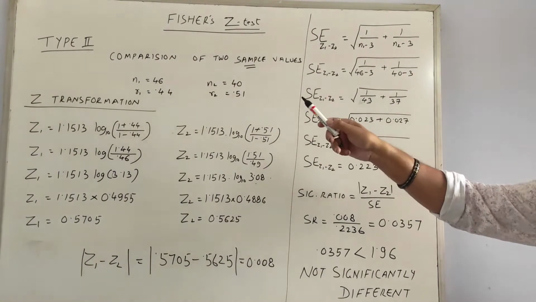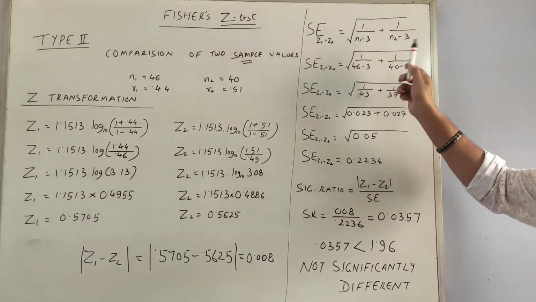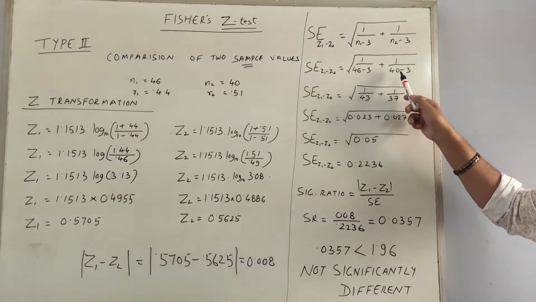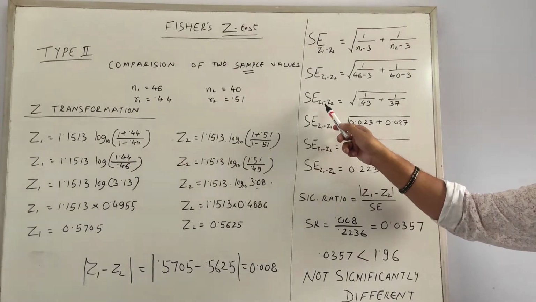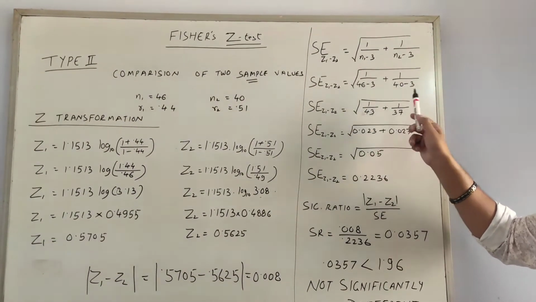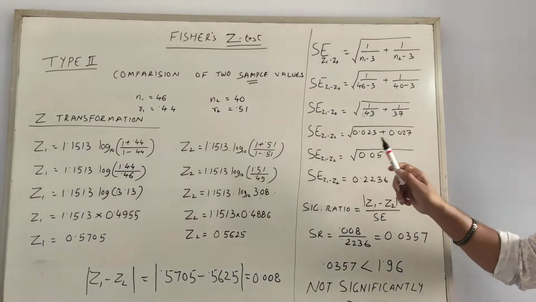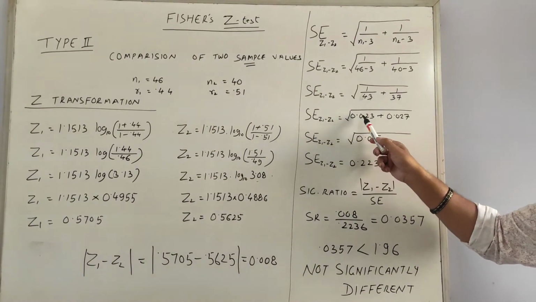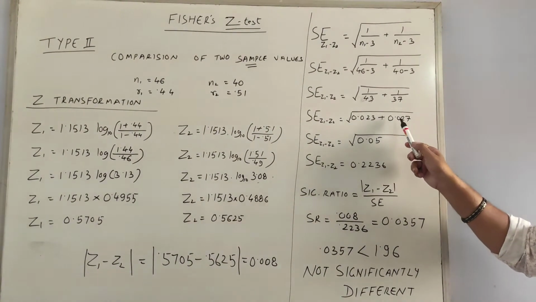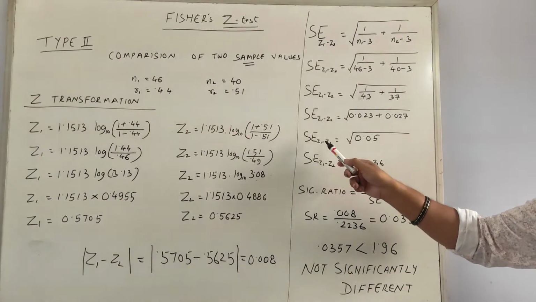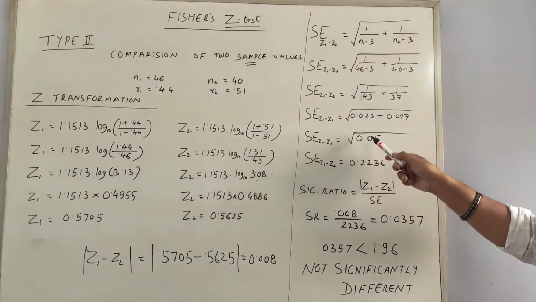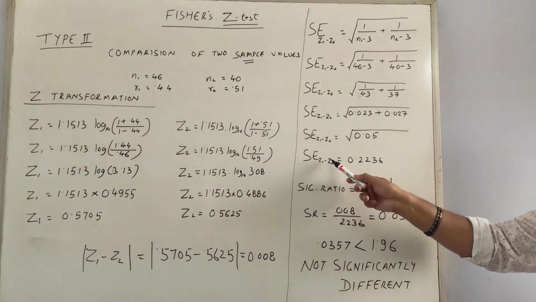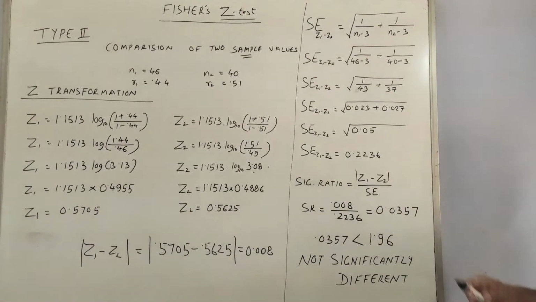Our n1 is 46. So that is coming to 1 divided by 46 minus 3 plus 1 divided by 40 minus 3. So the standard error of Z1 minus Z2 is root of 1 by 43 plus 1 by 37, which is 0.023 plus 0.027, coming to 0.05. If we calculate the root of that, the standard error of Z1 minus Z2 is 0.2236.